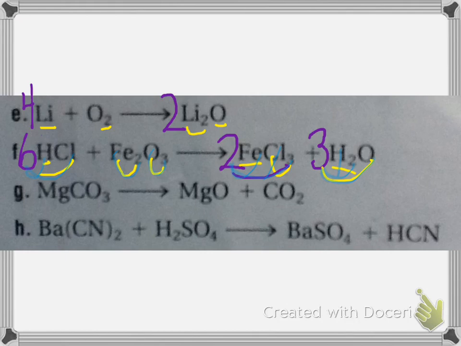Letter G. 1 magnesium, 1 magnesium. 1 carbon, 1 carbon. 3 oxygen, 2 and 1 more makes 3 oxygens. This is a skeleton equation that is also a balanced equation. Letter H, this double replacement reaction, 1 barium, 1 barium, 2 cyanides, 1 cyanide, so I need a coefficient of 2 in front of hydrogen cyanide. 2 hydrogens, 2 hydrogens, 1 sulfate, 1 sulfate. This is properly balanced.